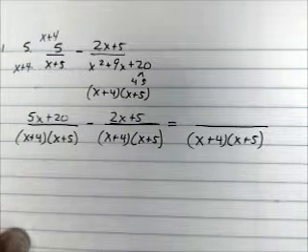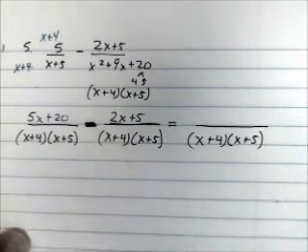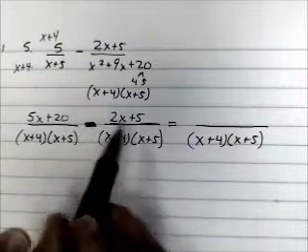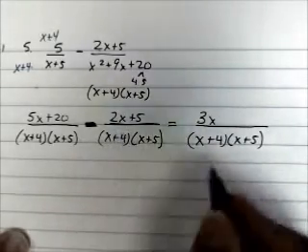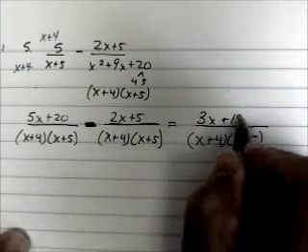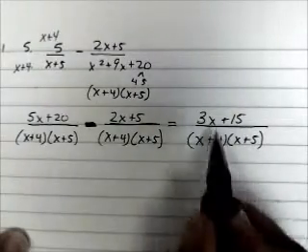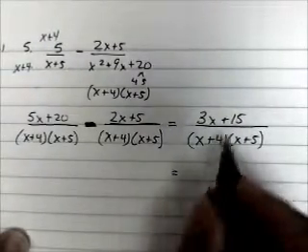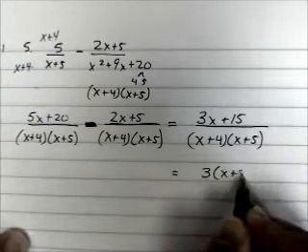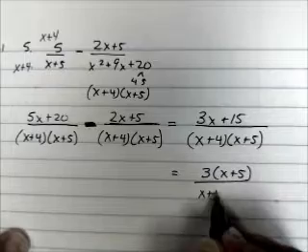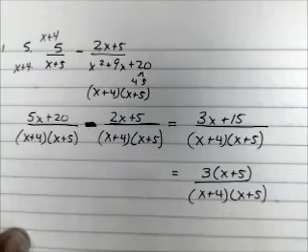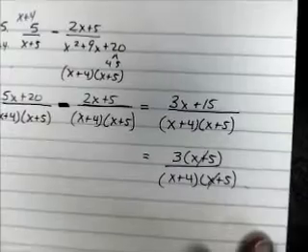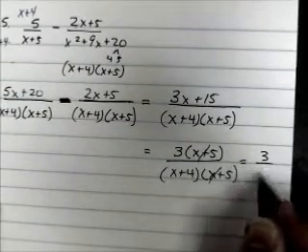And remember, we have subtraction, so be careful. Make sure you subtract each term that follows. 5x minus 2x is 3x. 20 minus 5 is 15. And let's see if we can factor the numerator. There's a GCF, 3 times (x plus 5) over our denominator. And the x plus 5s are common, so they divide out. And our answer is 3 over (x plus 4).